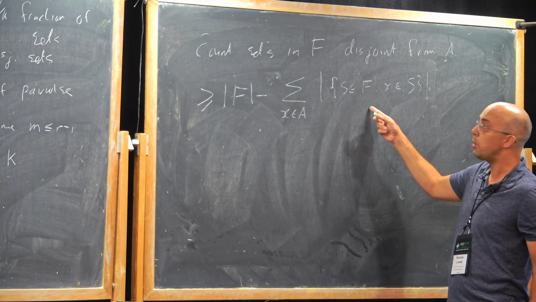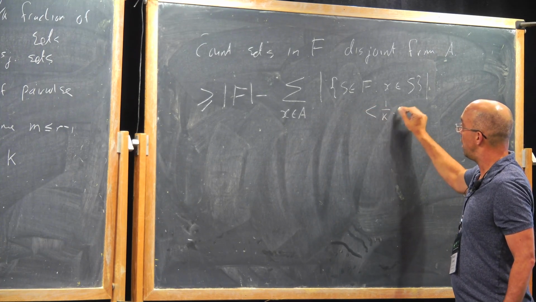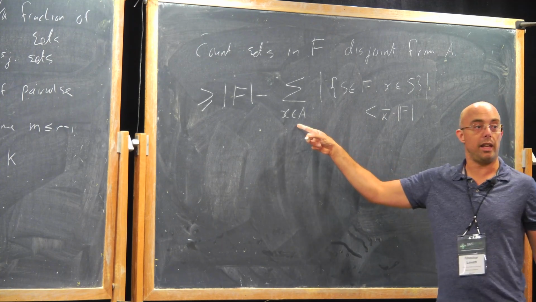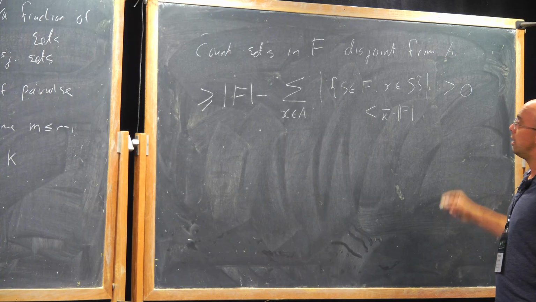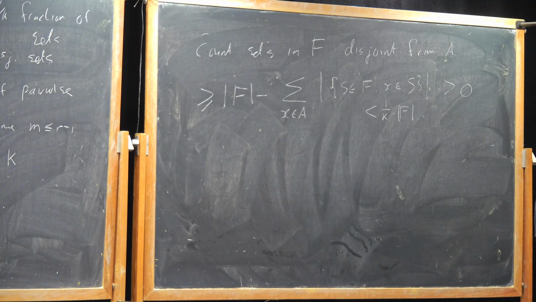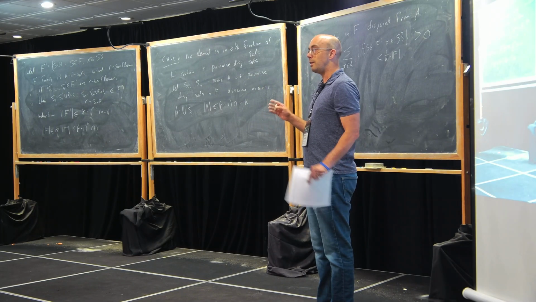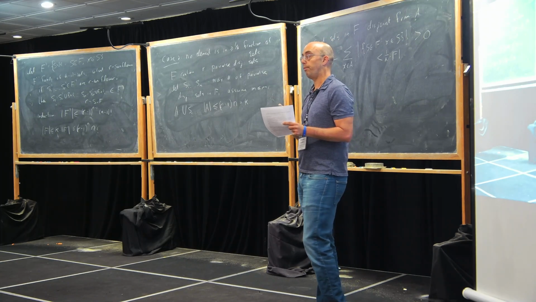And by assumption, this is less than 1 over K times the size of F, because we said there is no popular element, and the size of A is K. Everything is of size less than 1 over K, so this is positive. So it cannot be that M is maximal, so that S1 up to Sm are pairwise disjoint. There has to be another set disjoint from one of them, and we can find our sunflower this way. This is the same proof we saw yesterday, just presented in a different way.